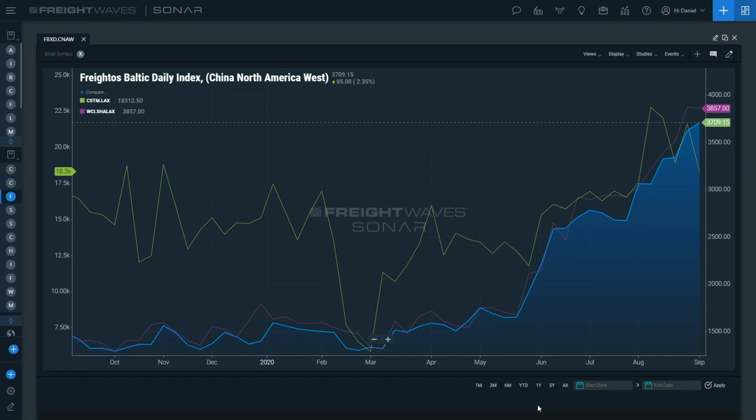So we've got the FreightWaves Baltic Exchange daily index, again, daily index, coming from China to North America's west coast here in the blue line. And that is the representation of the spot rate for 40-foot containers coming across to the United States. You can see all the way back here in late April, those rates were starting to climb. And then they really accelerated in the second half of May.